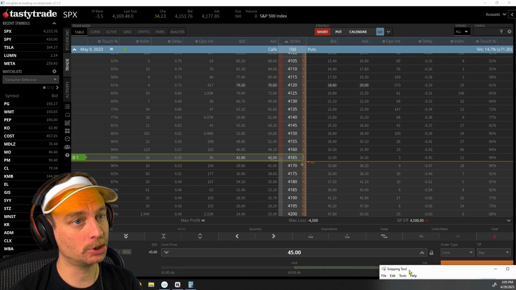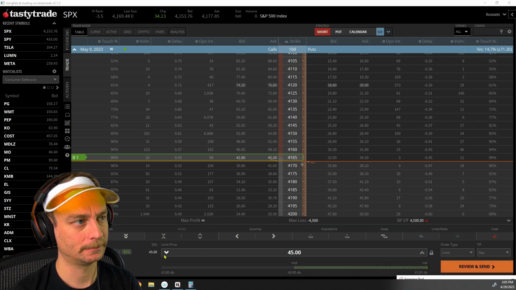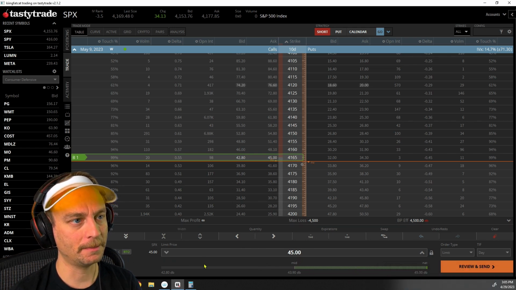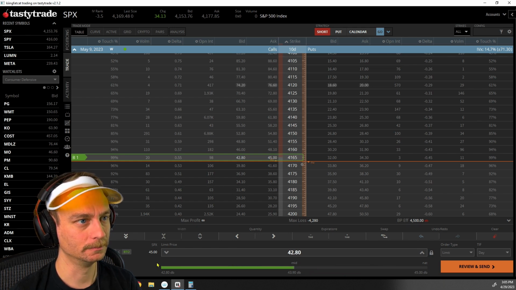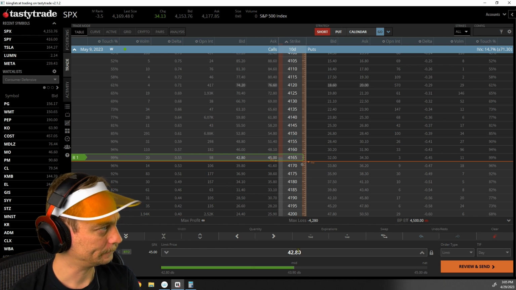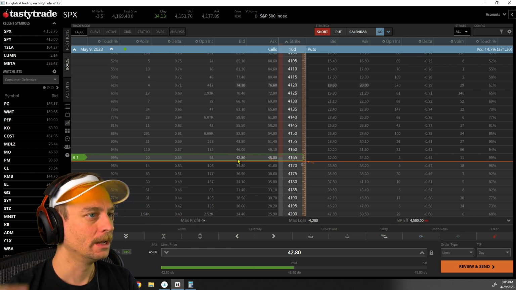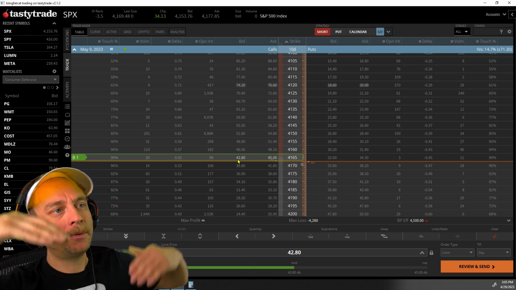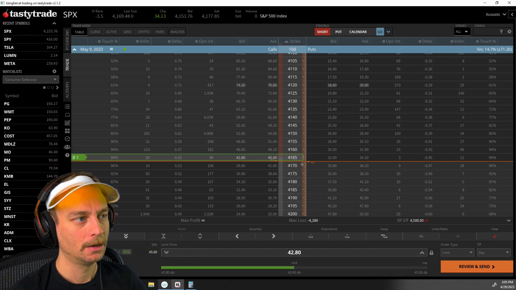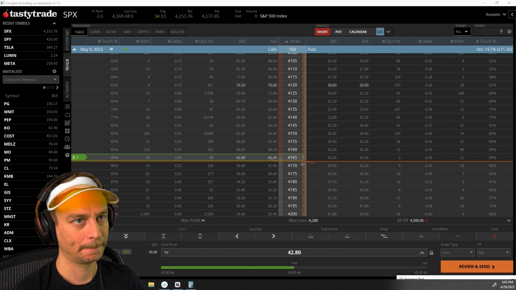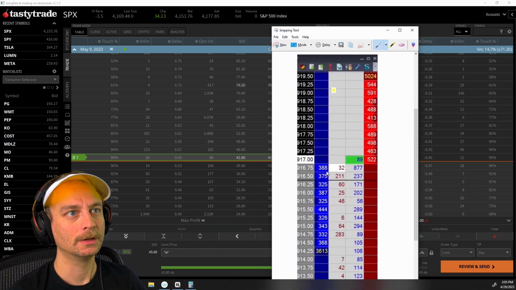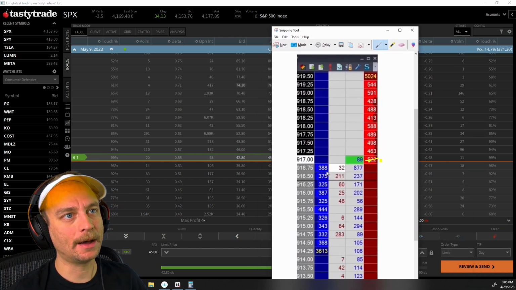Whereas I can do this and try to join the bid. So what I can do is slide this over to 42.80 and join this bid right here. But remember I said there's a huge spread? Remember I said there's a $2.20 spread? So that's like this DOM not having anything in here, right?